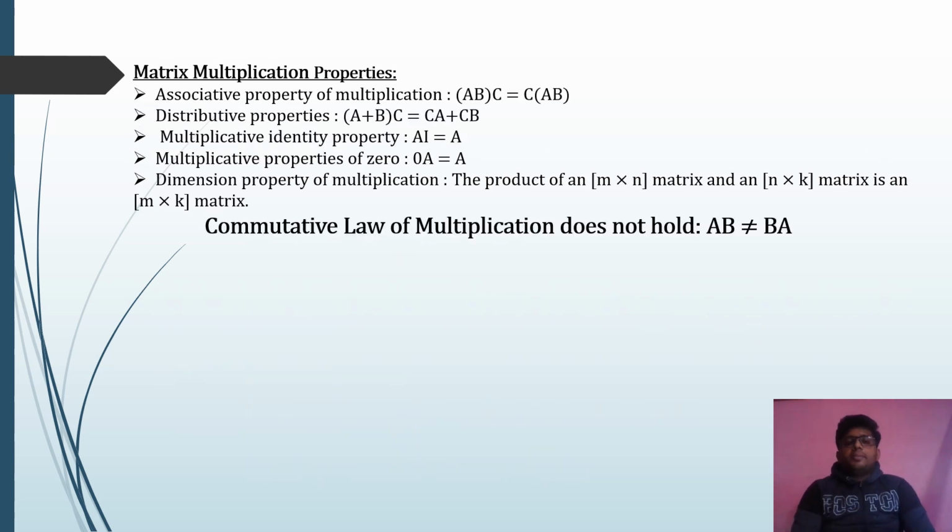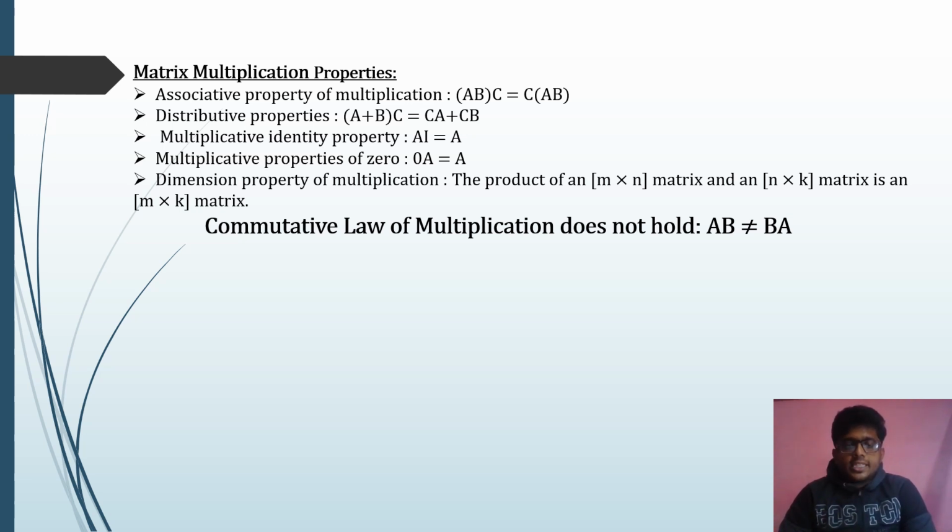Here are the matrix multiplication properties. Basically, C is a scalar. If we add a scalar, there is no change, that is the associative property. Similarly for the distributive property and identity property. Identity means if we multiply a unit matrix to a matrix, it should remain the matrix. And multiplicative properties of 0.